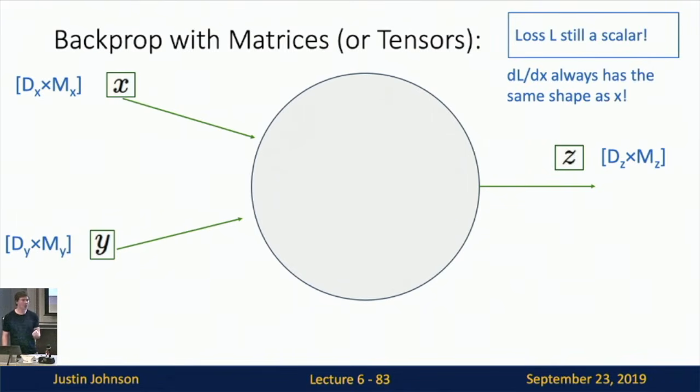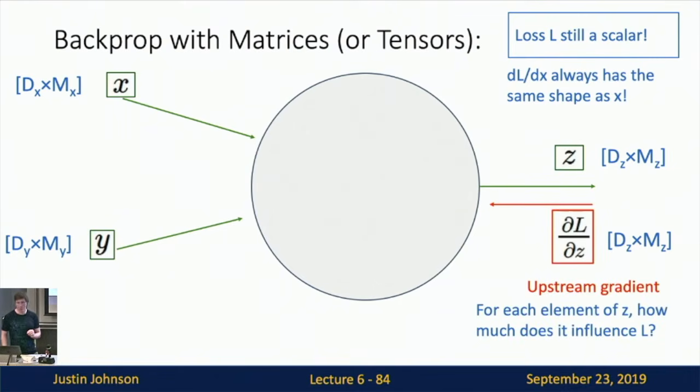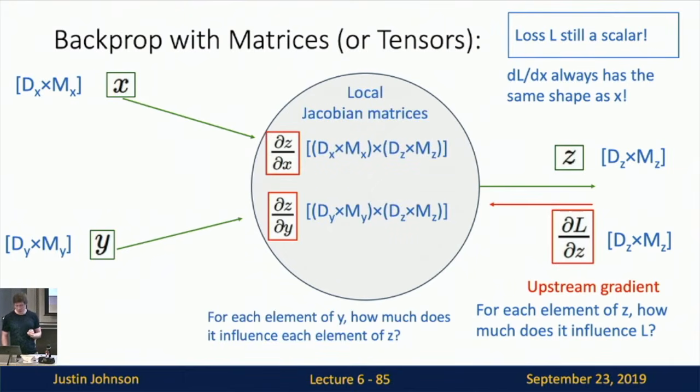Now, remember, the loss is still a scalar, and the gradient of the loss with respect to something will always be a tensor of the same shape as that something, which will tell us how the final downstream loss changes as we vary each of the independent elements of that tensor. So when we finally receive this upstream gradient, it will be a matrix of size dz by mz, which will tell us, again, if we change any of the elements of our output, how much will the loss change. And now these local Jacobian matrices get very interesting in this tensor case.